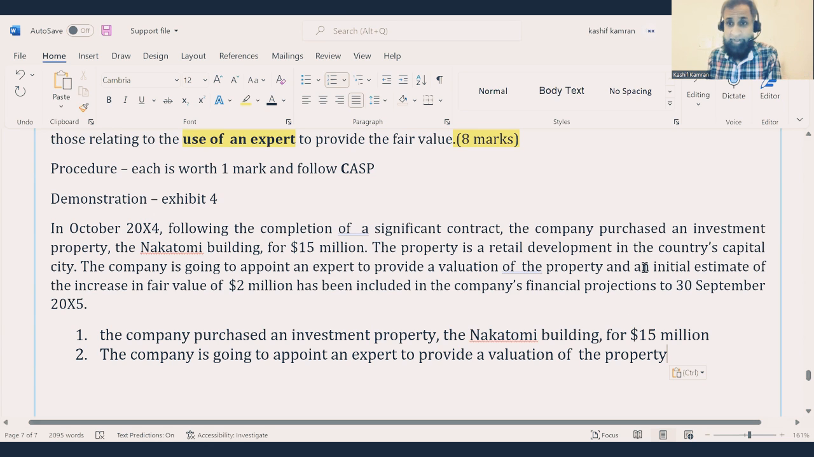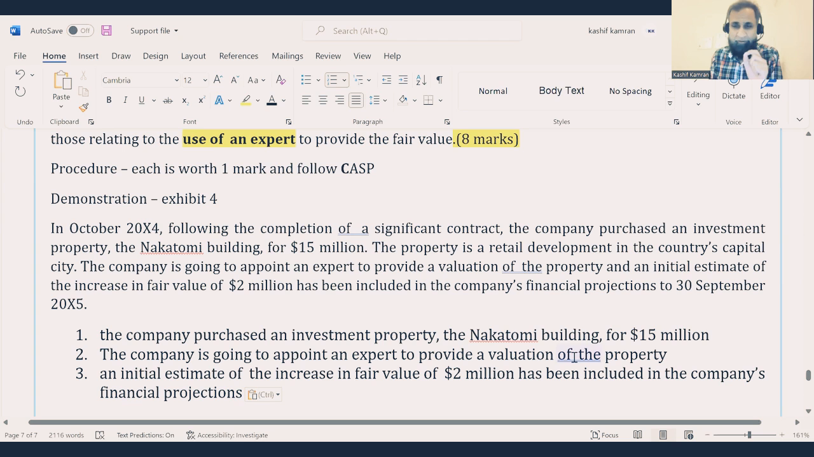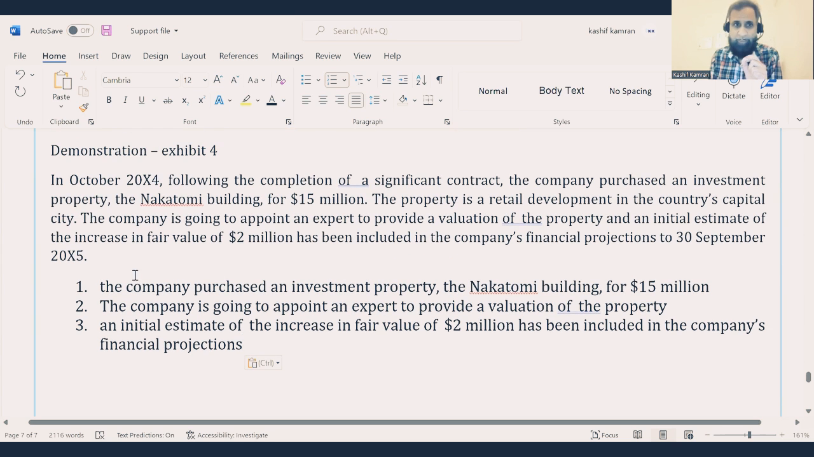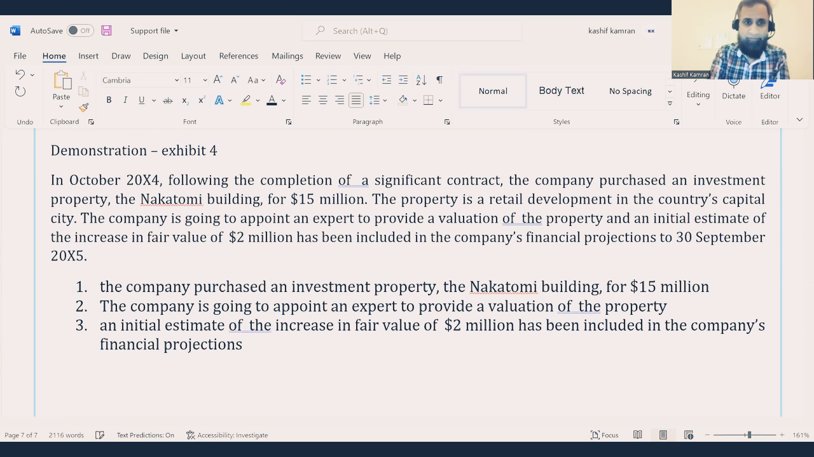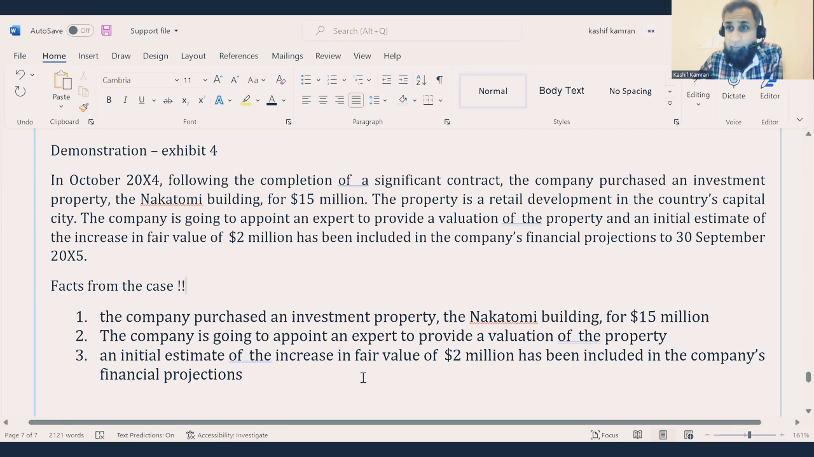But an initial estimate of the fair value increase of $2 million has been included in the company's financial projection. Who has done this initial estimate? The management. Control V. So have I copied the 3 important statements from the case study? Have I got the facts from the case? How many facts? 3. Now I need to convert them to procedures.